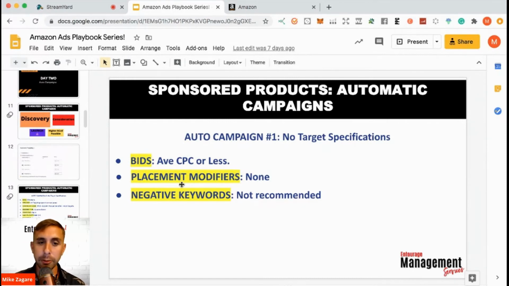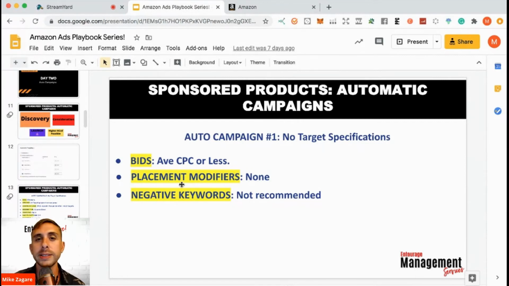Negative words, not recommended unless you really have a lot of good intelligence about your product and you want to use a couple of select words that help Amazon to know what you're selling. Like for example, if you're selling a wooden spatula and you don't want to show up for metal spatula, you can use metal as a negative phrase match, but you have to be very careful with this and make sure that you don't accidentally knock yourself out of competition for some search terms that might work for you.